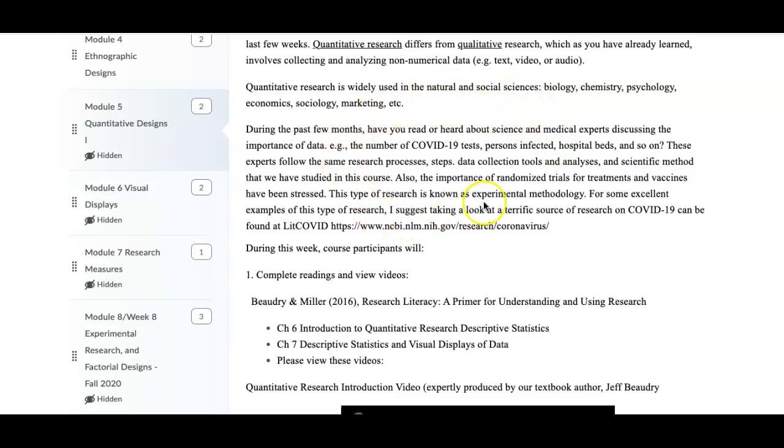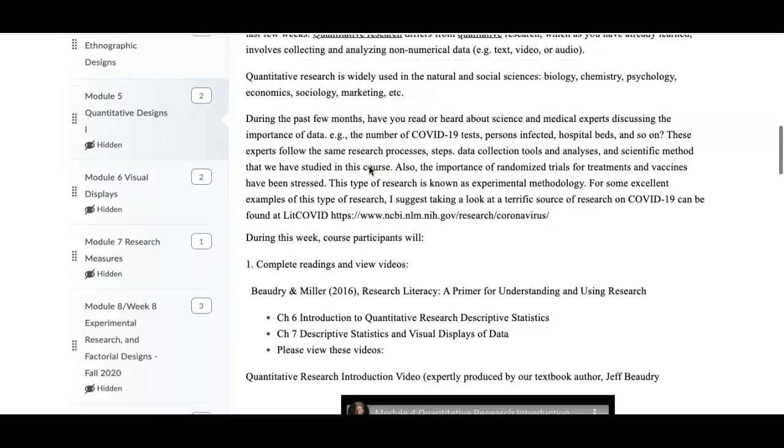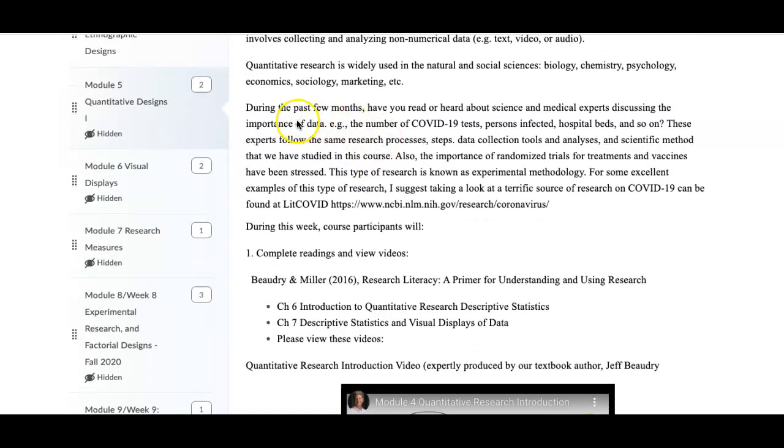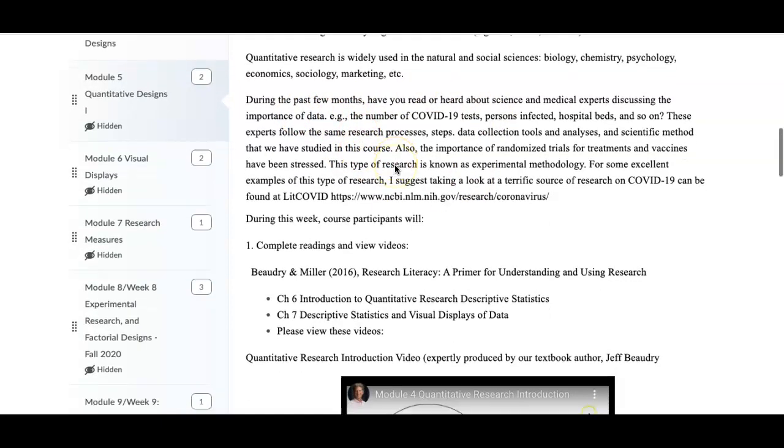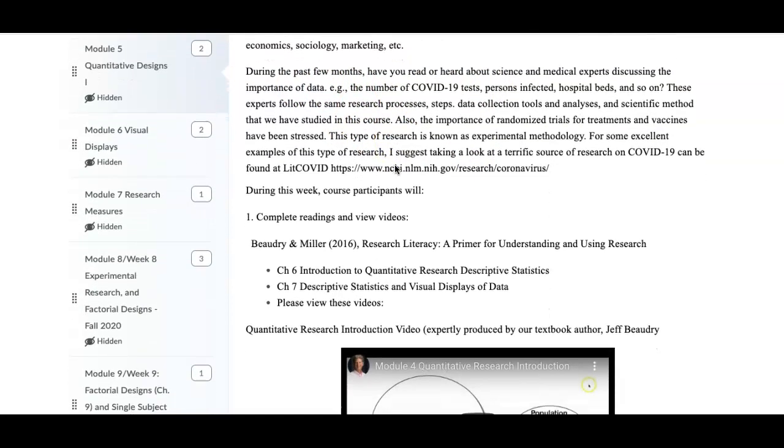So we have information on quantitative research. I tie it in with the COVID. So this week, what are we doing? The reading and the videos have 2 chapters, Chapter 6 and Chapter 7.